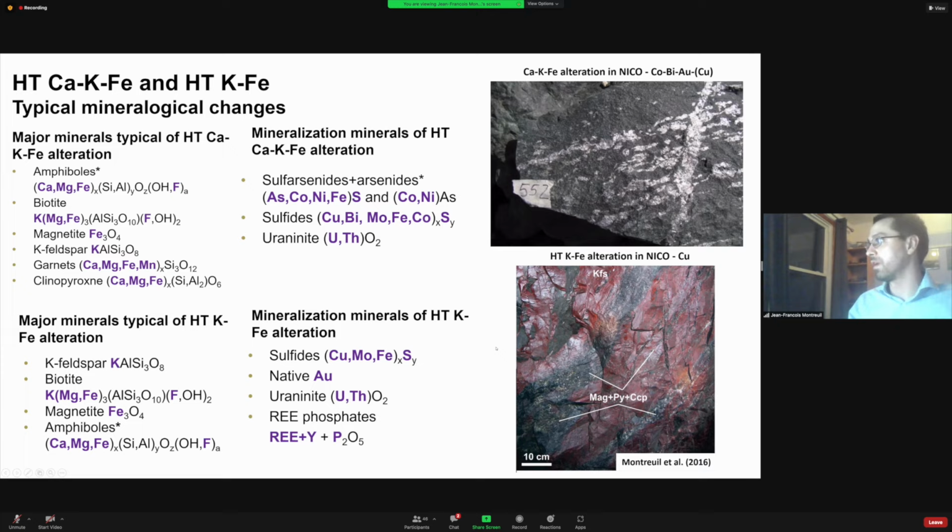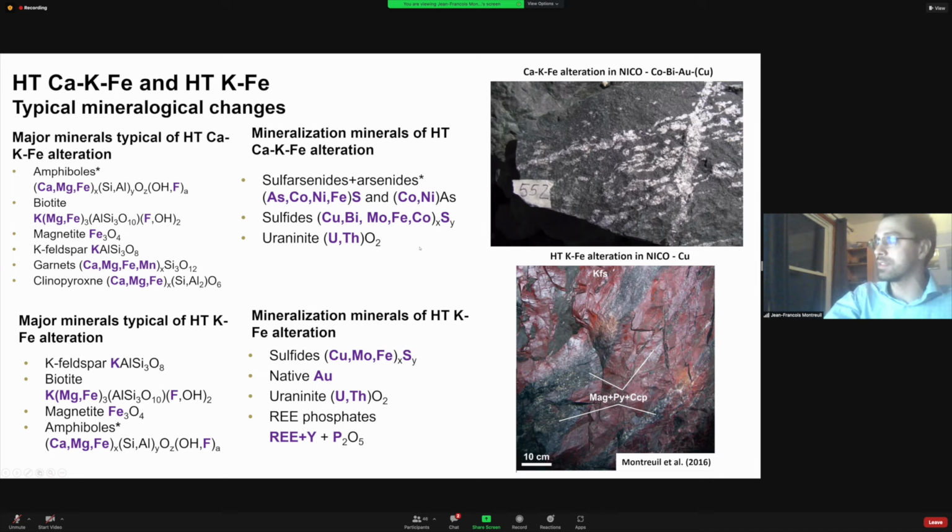This is within the same deposit, the Nico deposit, and this is to contrast the IOCG, magnetite group IOCG component inside Nico. So we can see here strong K-feldspar alteration, magnetite chalcopyrite vein, very characteristic of IOCG mineralization, in comparison to the cobalt bismuth gold mineralization that is at the calcium potassium iron alteration facies, amphibole with magnetite, sulfarsenides. So very different styles of mineralization, but that can spatially overlap within the same deposit.